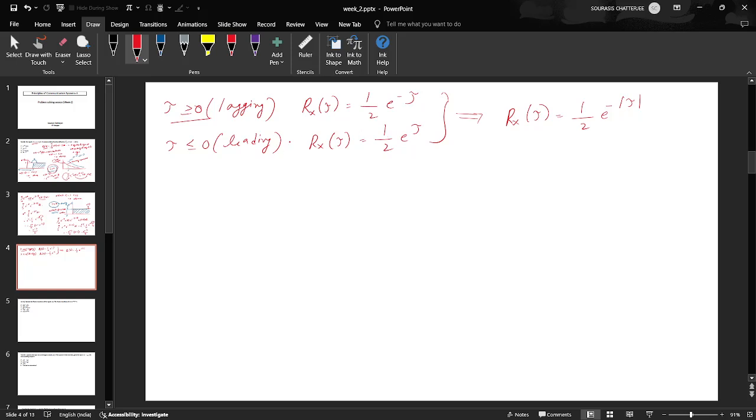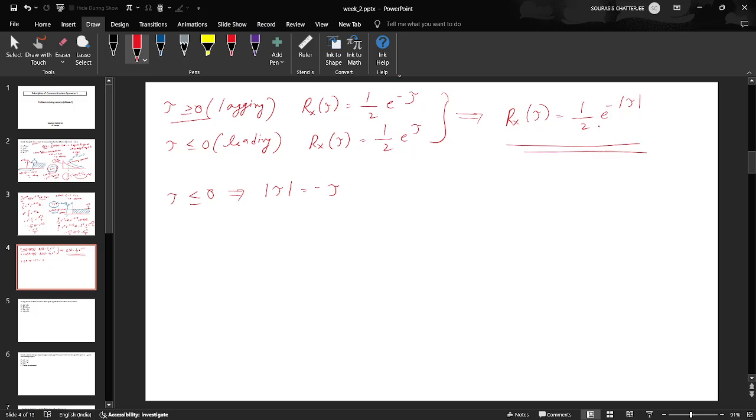Now when tau is negative, the absolute value of tau is actually negative of tau. So when you replace here, let me write it down: tau negative means absolute value of tau is equal to minus tau. So you can replace here, minus absolute value of tau is nothing but tau. So these two things can be compactly written in this manner.